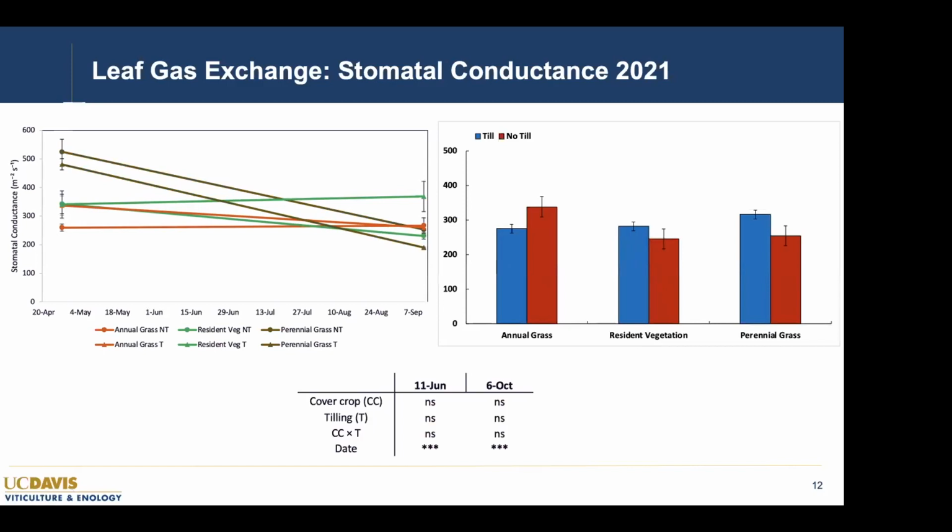And in 2021, we saw the same thing. Again, no differences between cover crop or tillage system, but this could suggest that implementing a perennial grass cover crop, or even switching from till to no-till settings, has little effect on grapevine physiology, but could improve early season plant water status in the San Joaquin Valley.